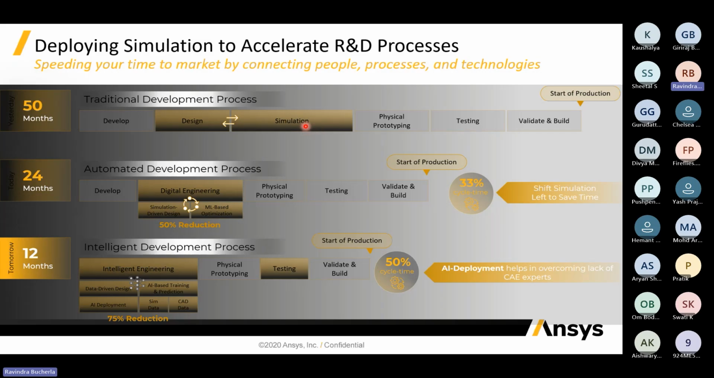And based upon that best design, you can go with the physical prototyping, perform the testing, and we can validate and build. Whatever results you get from the simulation, you can compare the same results with the physical testing. So once both the results are matched, then you can go with the production.